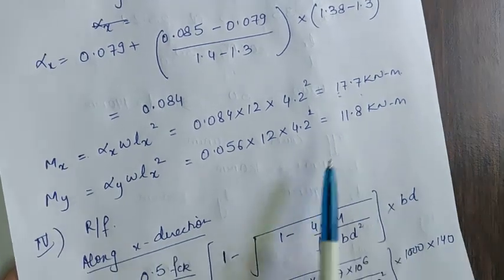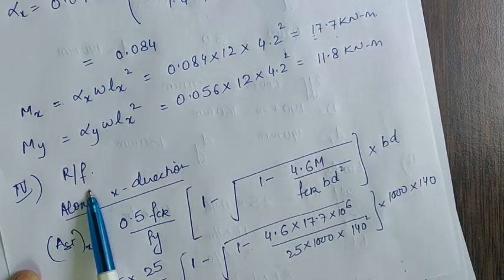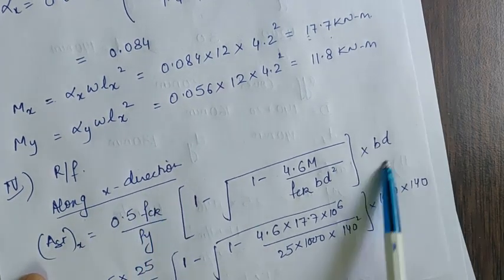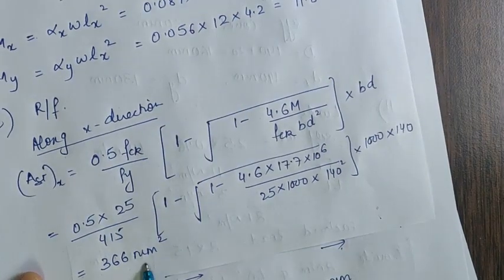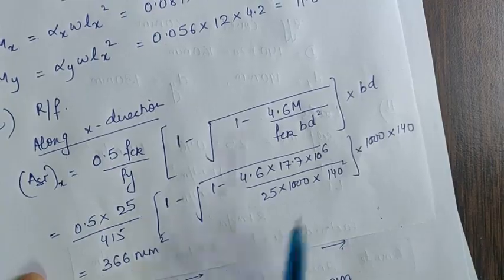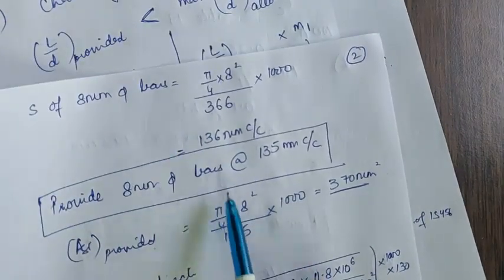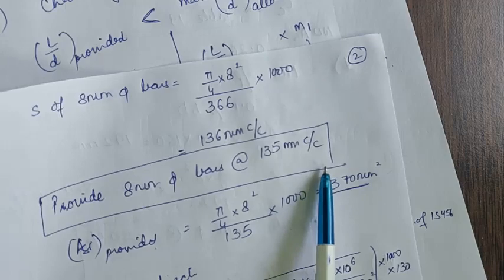Okay. Once you got the moments, the next thing is we need to get the reinforcement. Reinforcement along x-axis. The formula is already defined. The area we have got is 366 millimeters square. We used 8 mm dia bars. And the reinforcement is coming at the rate of 135 millimeters center to center.